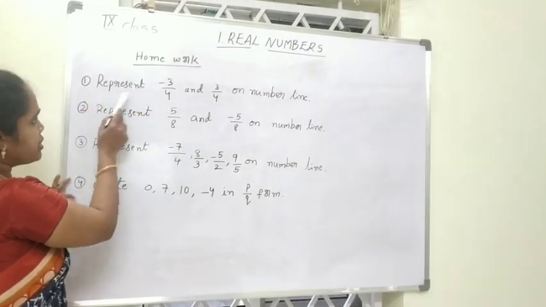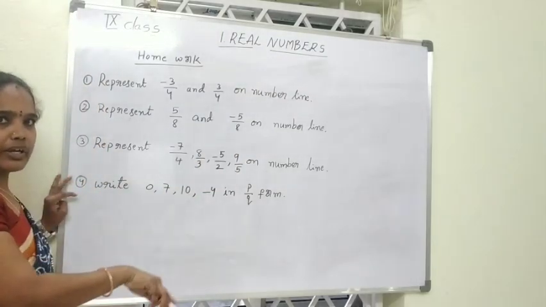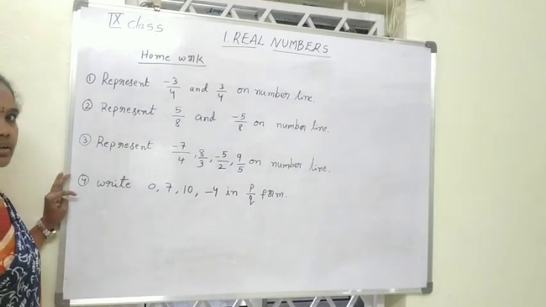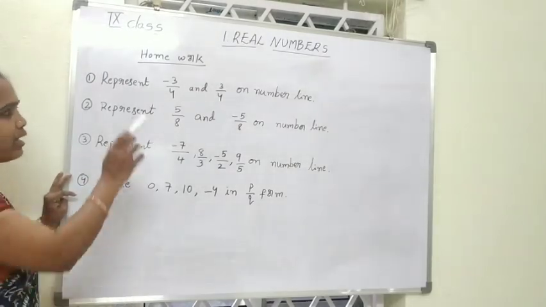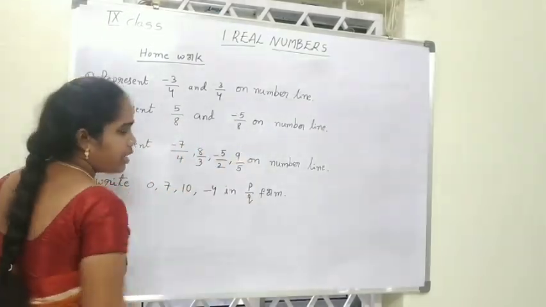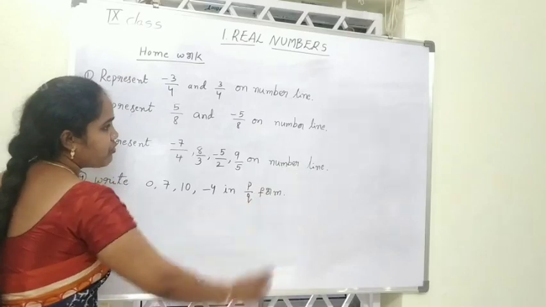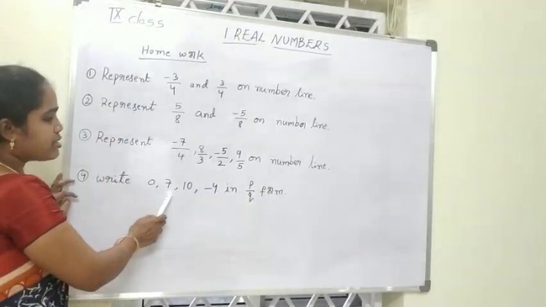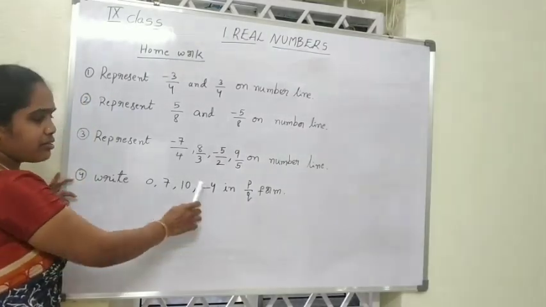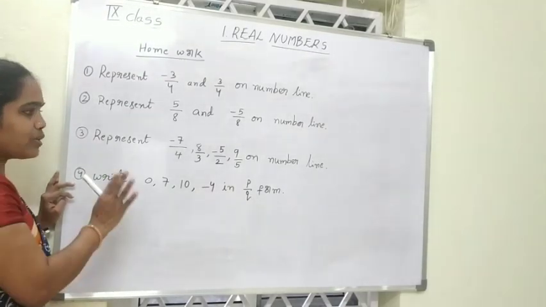Now see the homework. First question, represent minus 3 by 4 and 3 by 4 on the number line. Already I explained to you how to represent negative and positive rational numbers on the number line. So first you listen to the video carefully. After that, answer these questions. Now second question, represent 5 by 8 and minus 5 by 8 on the number line. And next, represent minus 7 by 4, 8 by 3, minus 5 by 2, 9 by 5 on the number line. Write 0, 7, 10, minus 4 in P by Q form. Already how to express integers in the form of P by Q, in the video I explained very clearly. So first you listen carefully.